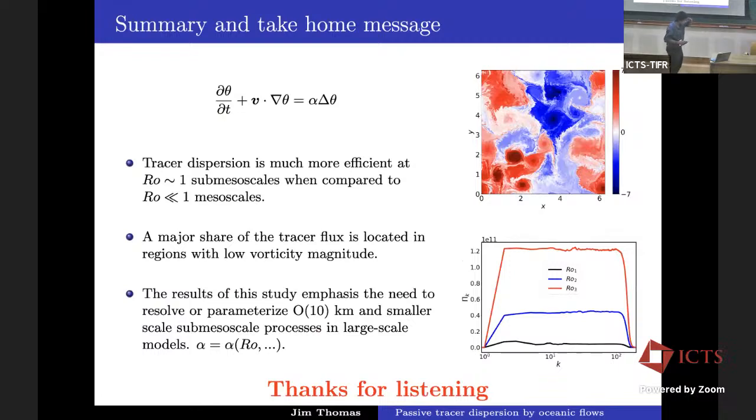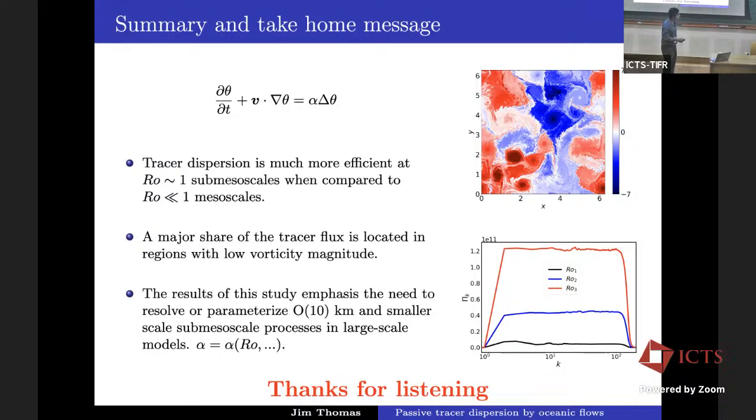Okay, so that sort of ends the talk. The major goal of this work was to look at this tracer dispersion equation and check how the turbulent dynamics of the tracer field change as you go from low Rossby mesoscale to high Rossby submesoscale. And what we see is that the tracer flux increases monotonically as you go to high Rossby numbers. Most of the tracer flux is located in regions where the flow is relatively weak.